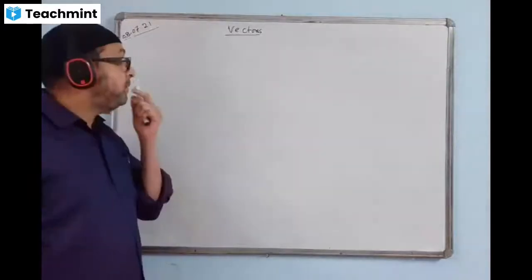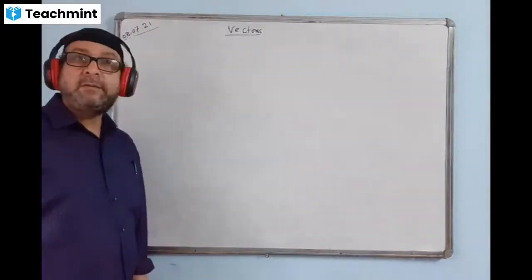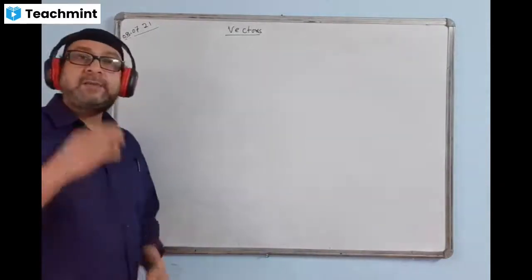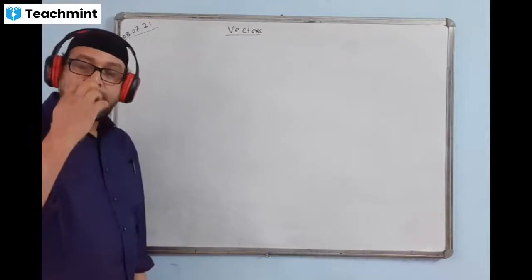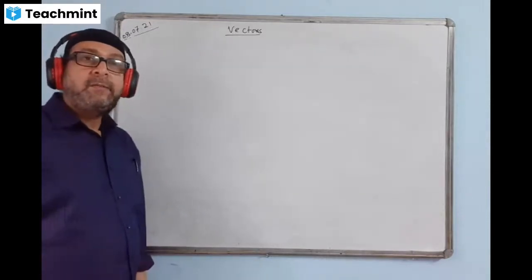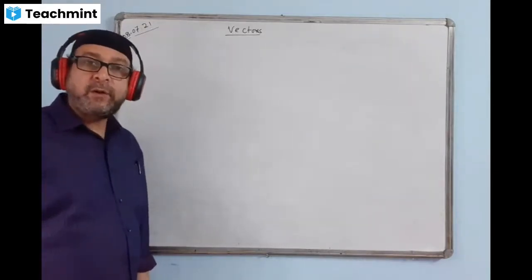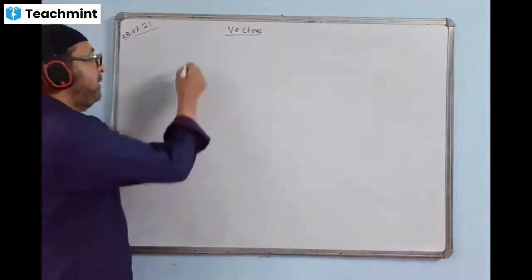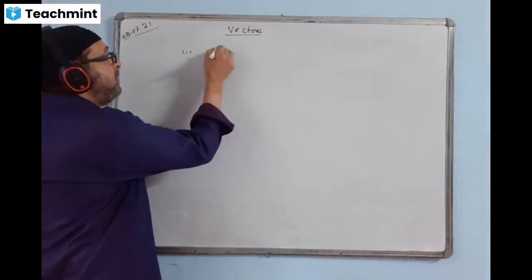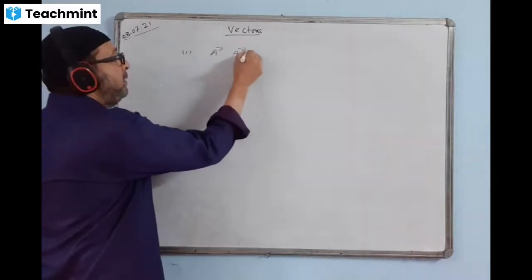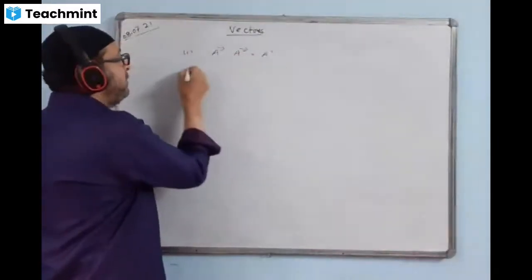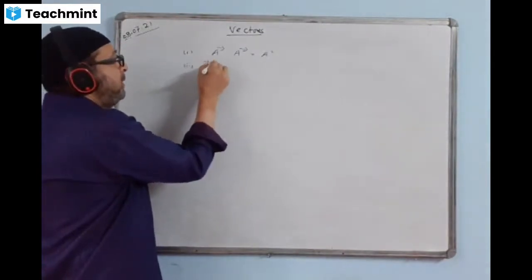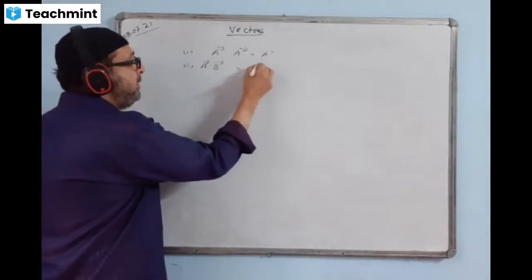Okay, we were doing the dot product and the cross product. In the previous class, I had given you the properties of the dot product. The first property, if you remember, was A dot A is equal to A square. The second was A dot B is equal to B dot A.